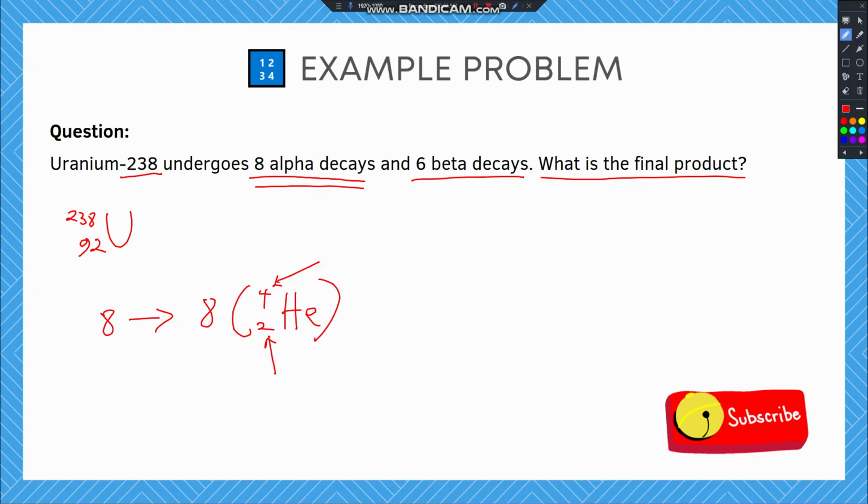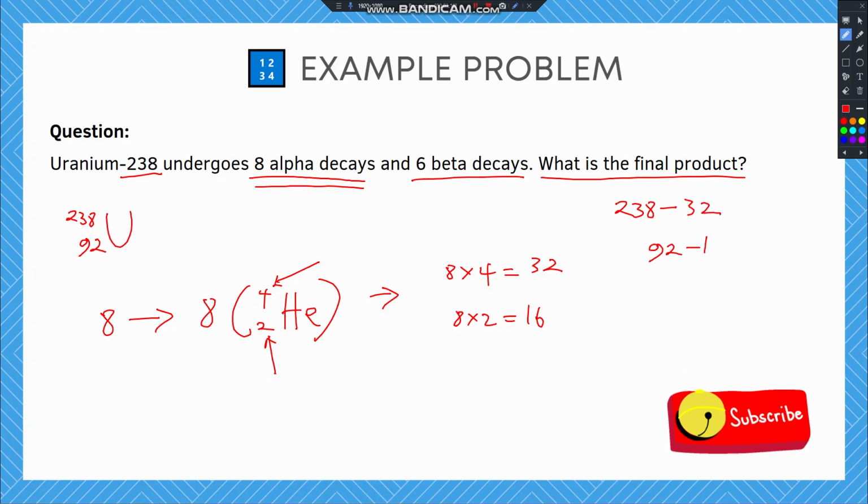So 8 alpha particles tells us that we now have a total mass of 8 times 4 and an atomic number of 8 times 2. 8 times 2 gives us 16 and 8 times 4 gives us 32. That tells us that uranium's mass number 238 will reduce by 32 and the atomic number 92 will reduce by 16. 238 minus 32 will give us 206, and then 92 minus 16 will give us 76.